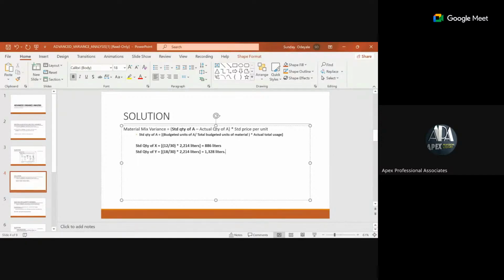Now if you add these two, even if you have more than two, once you add everything, you are expected to get back your total actual liters. It is a must. Once you don't get it, you've mixed it wrongly. So I want to believe that's correct. So now we can go ahead.